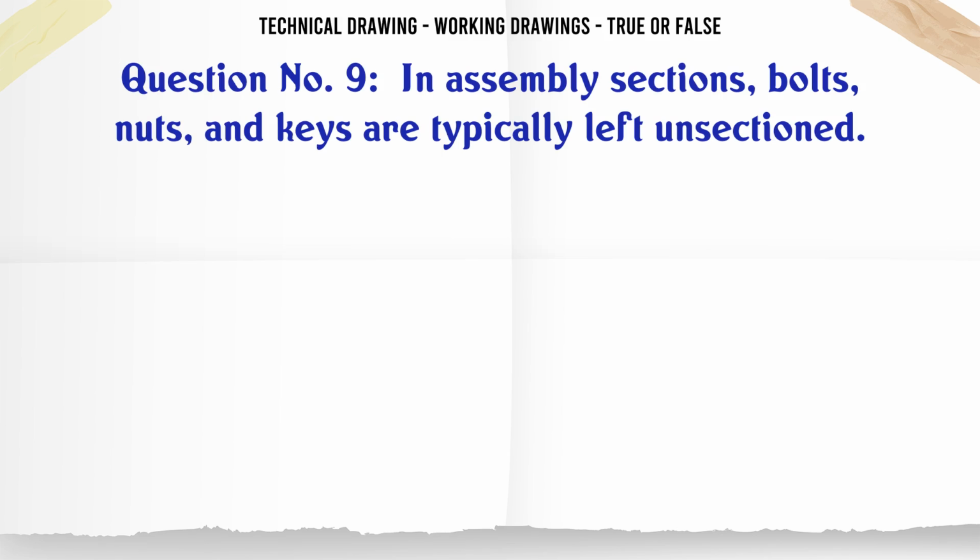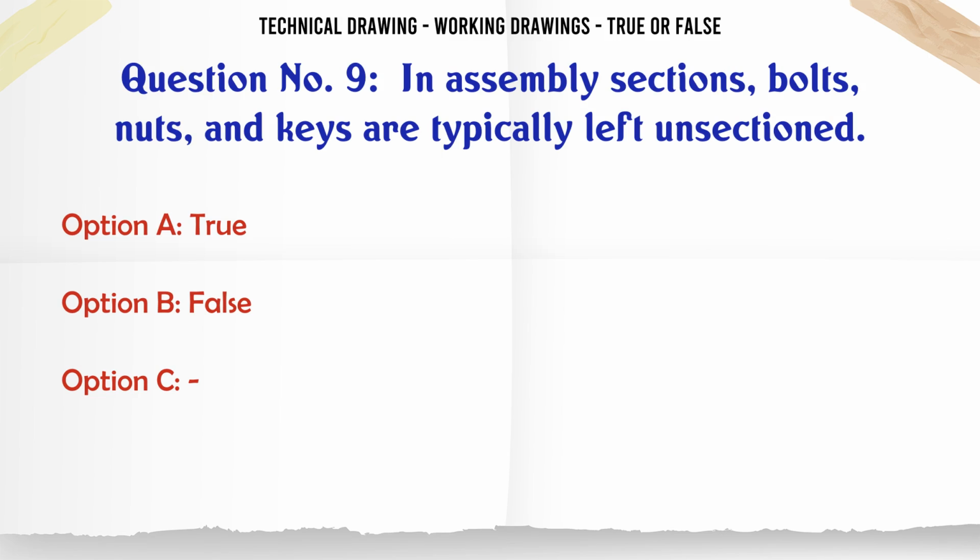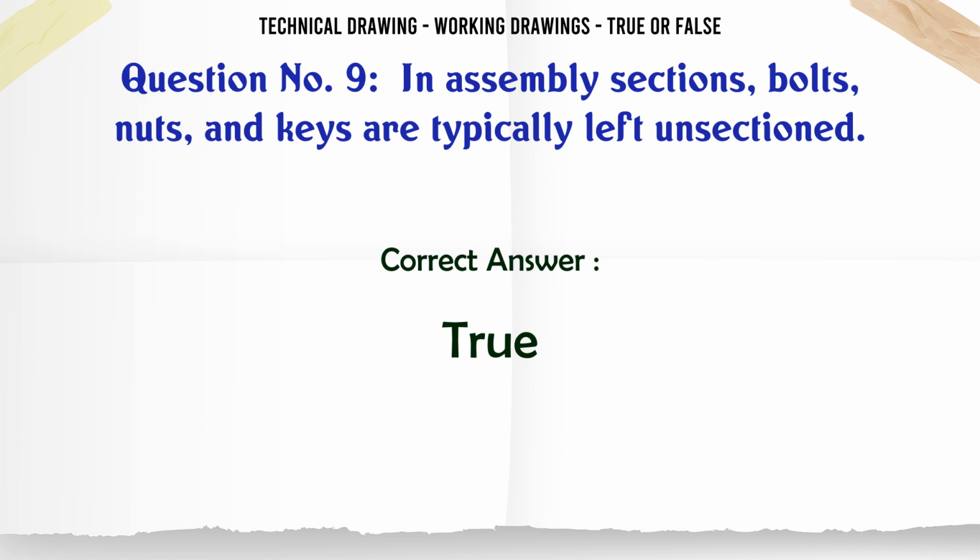In assembly sections, bolts, nuts, and keys are typically left unsectioned. A. True. B. False. The correct answer is true.